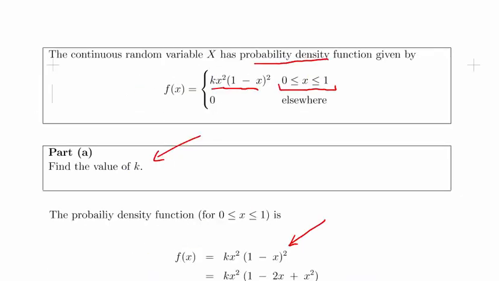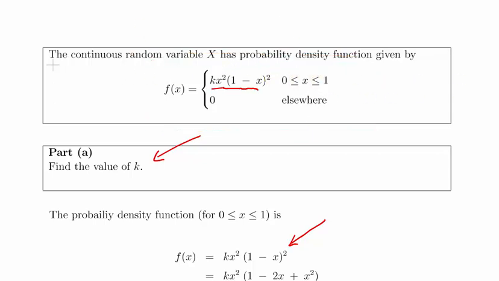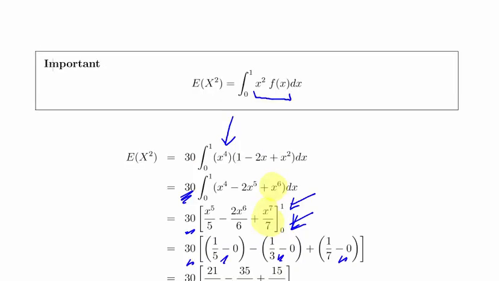Just to remark upon that, what we have done here is work with this function, or this PDF. This is the PDF of the function we were working with. It is active in the range of values between 0 and 1, and elsewhere zero. Previously we found out that k was equal to 30. So it's 30 times x squared times (1 minus x) squared, which is also something we have simplified. I'll go straight to that simplification later on.